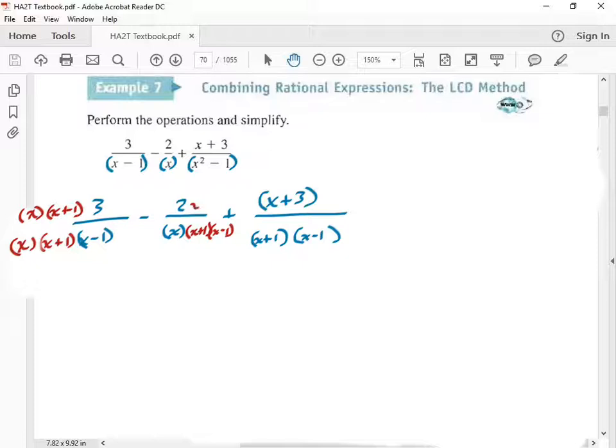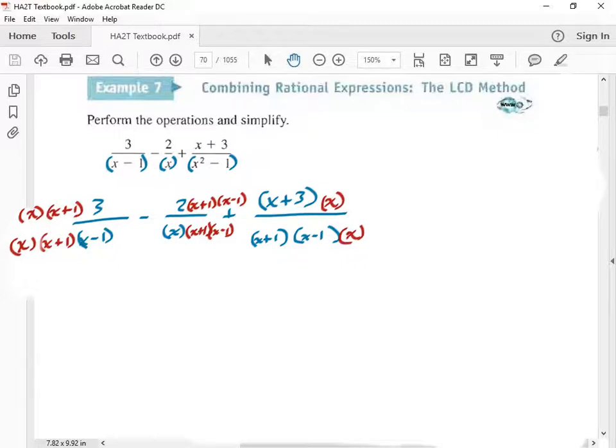And make sure you do the same thing to the top. Whatever you do to the bottom, you must do to the top. Okay, and then what do I have to multiply this last one by? Just an x. All right, so now do I have common denominators? Yes. Now in order to do our next step, which is keep the denominators the same and then add the numerators together, I have to simplify our numerators.